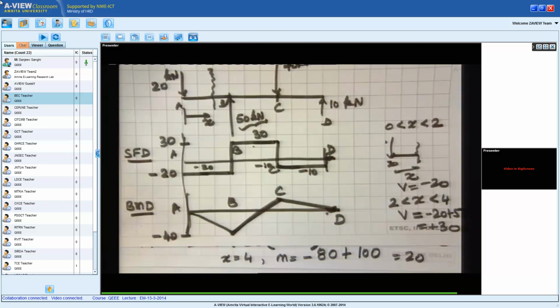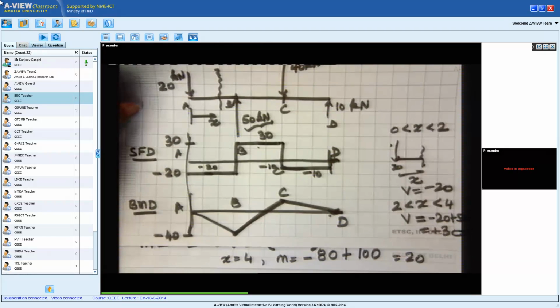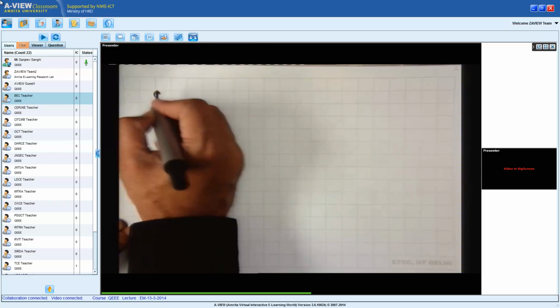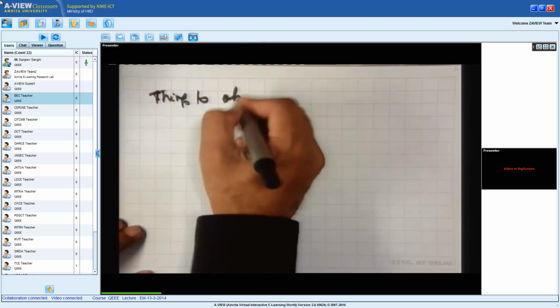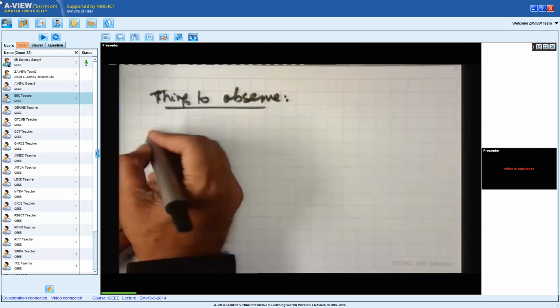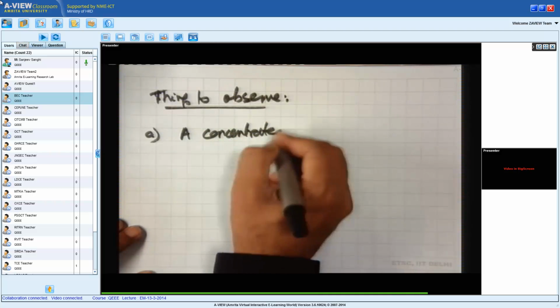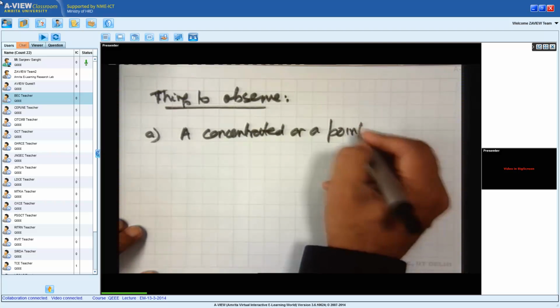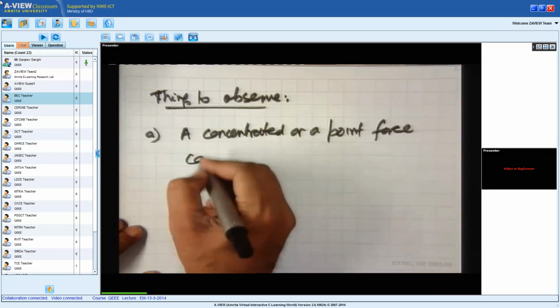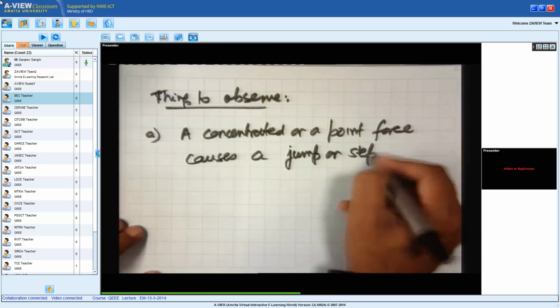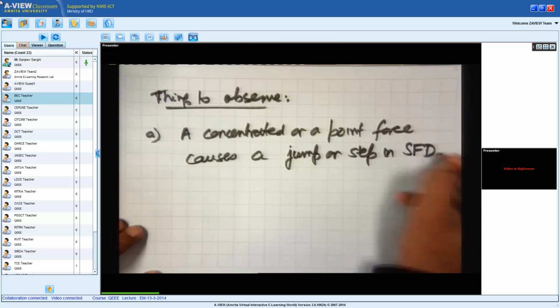Now, what will happen, and this is what I will leave you with as some thoughts. We had this simple case like this. Now, what we see is some things to observe. A concentrated or a point force causes a jump or a step in the shear force diagram.